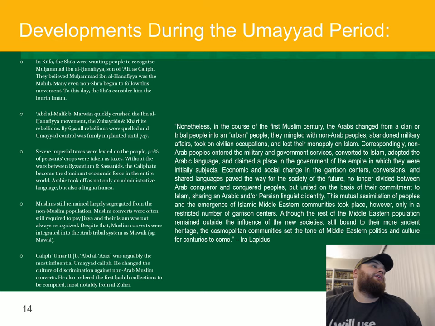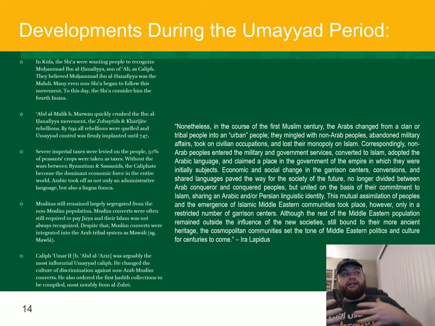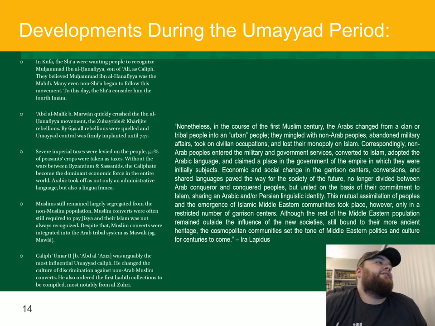So by 692, all these rebellions were quelled and Umayyad control was firmly implanted until 747, when the Abbasid Revolution got started. The Abbasid Revolution lasted for 3 years and wasn't completed until 750. So that's just an important thing to keep in mind.